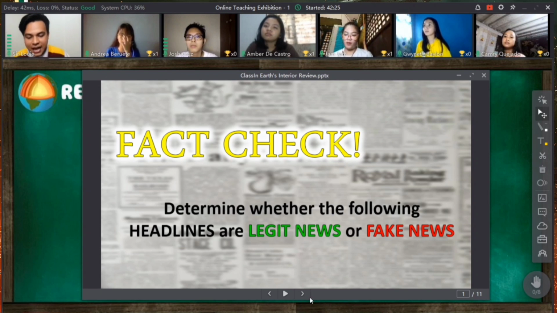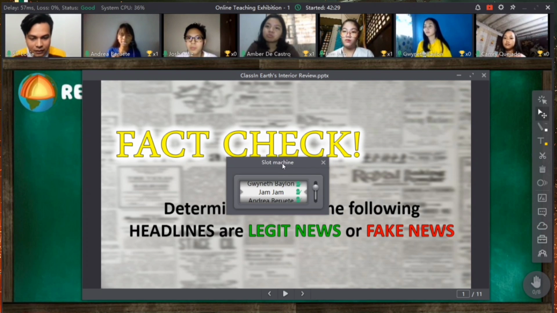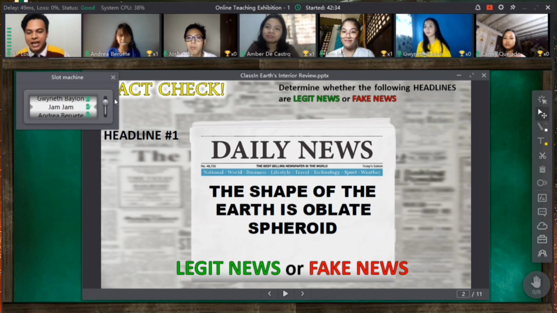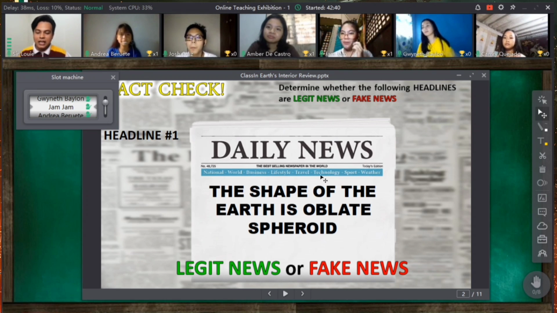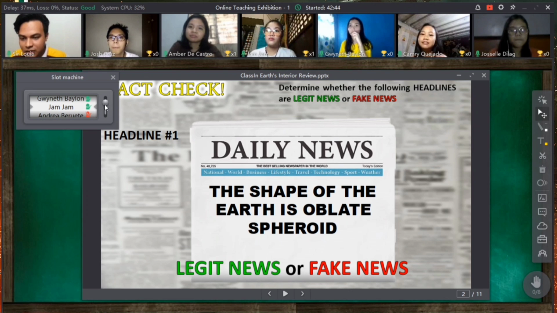Okay, so let us have the first headline. Okay, so the first headline number one. The shape of the Earth is oblate spheroid. Legit news or fake news? Let us call Kamea.